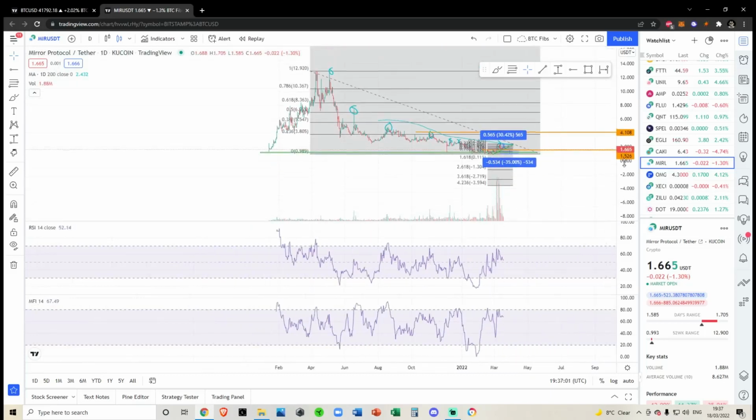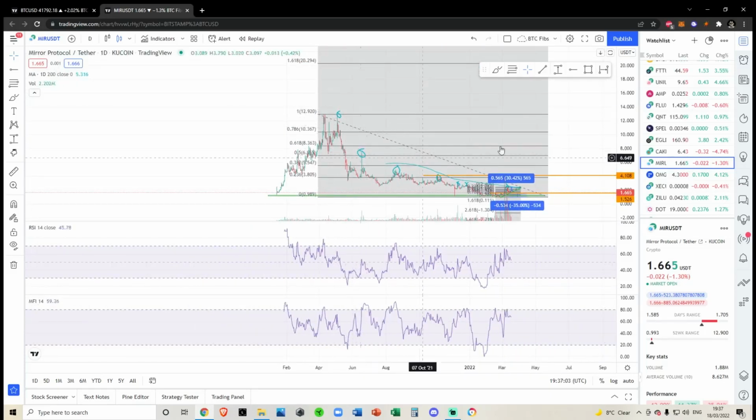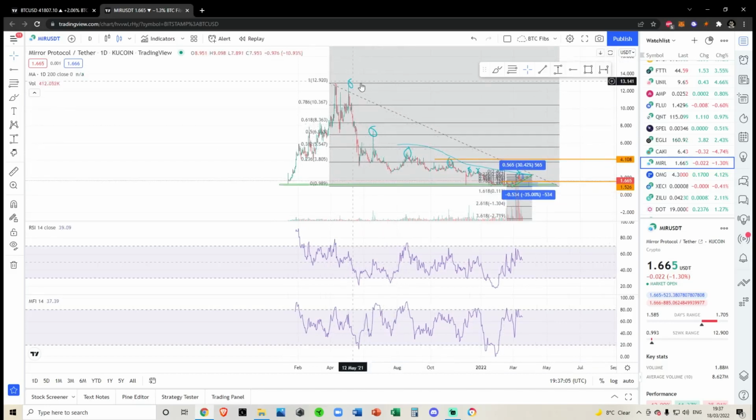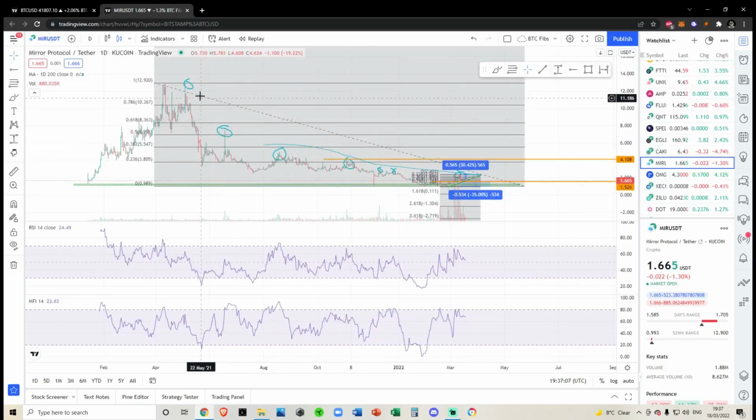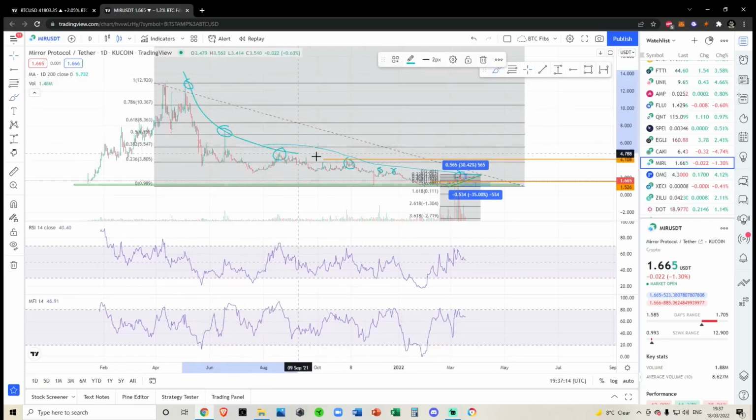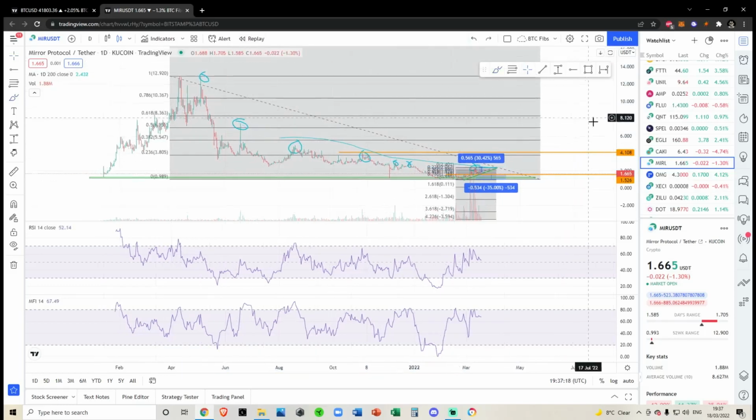Just to finish with the macro term as well, you can see we've got a plethora of, basically every time I have a little circle here, it means it was a local top and a higher low. You can see that not in a linear downtrend, but if we put a line of best fit, we've got something like this going on, which is kind of rounding off right now.